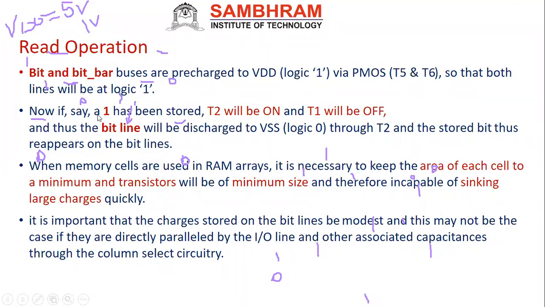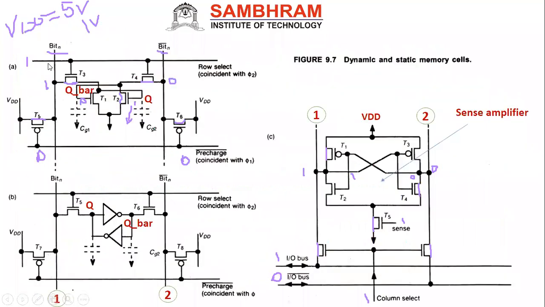Now, if 1 has been stored, for example, if 1 is stored, the T2 will be on. We saw that previously, right? A stored 1 means the T2 is on and the T1 will be off. And thus the bit line will be discharged to VSS through T2. That is the bit line.